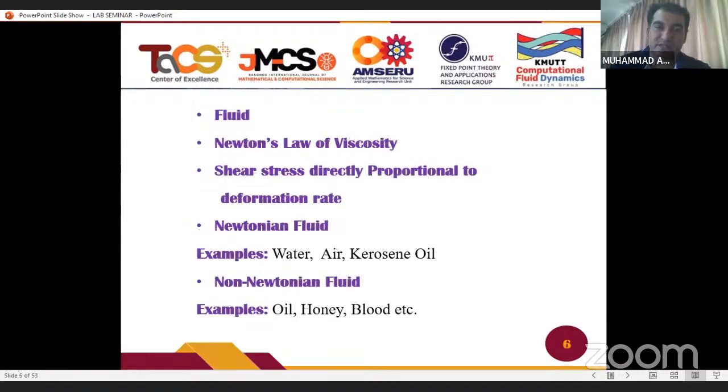So starting from the basic definition, I will not take too much time on the definition. I will move to the main problem directly. But fluids are categorized into two different classes, Newtonian and non-Newtonian. And these fluids are categorized by Newton's law of viscosity. The fluid which obeys Newton's law of viscosity is Newtonian, and the fluid which does not obey is non-Newtonian fluid. Examples of Newtonian fluid are water, air, kerosene oil, and non-Newtonian fluids are oil, honey, and blood, etc.